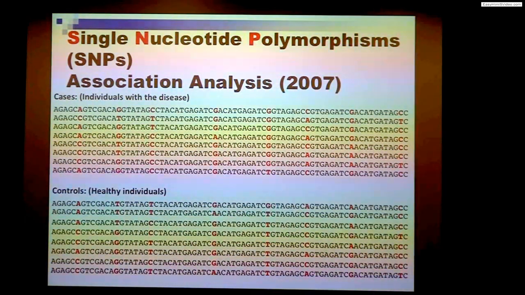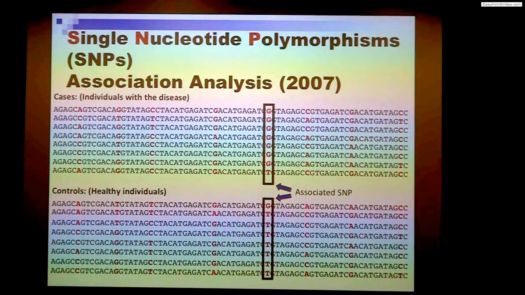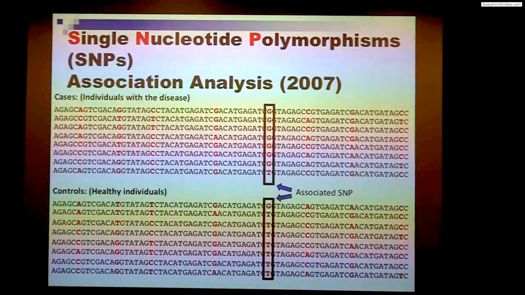So can you see where there's a variant that's associated? Which one? This one? Yeah, this one. You see, almost all the individuals that have the disease have a G, and almost all the individuals that don't have the disease have a T. So that suggests that maybe this G is somehow involved in the disease. Is it definitely involved in the disease? In this case, why not? Yeah, there's someone here, so it's certainly not 100%.